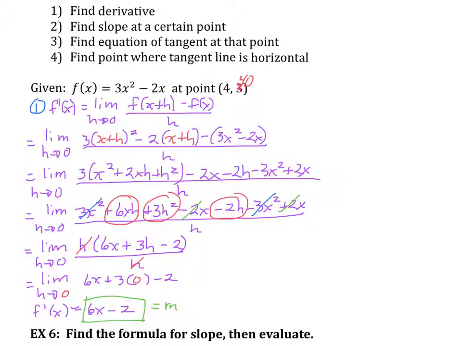You might want to note that on here. This is the slope of any line tangent to the function. So that's number one. Then we're going to find number two, the slope at a particular point, and the particular point is 4, 40. If you plug 4 into 3x squared minus 2x, you get 40.